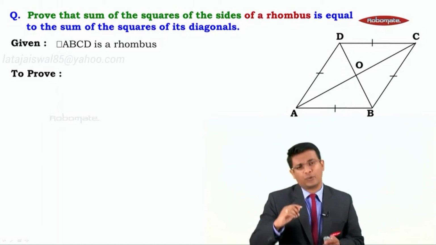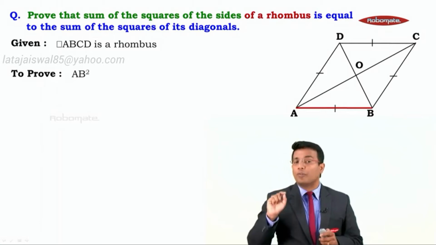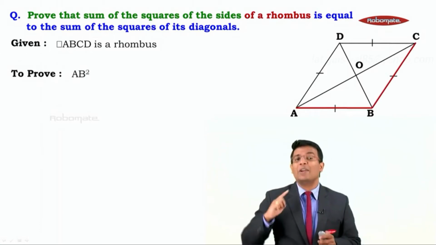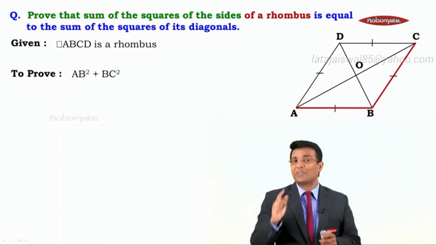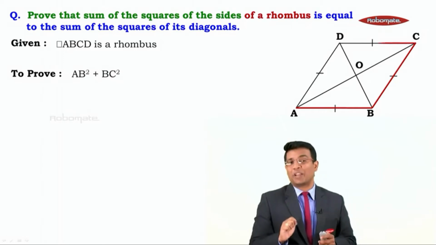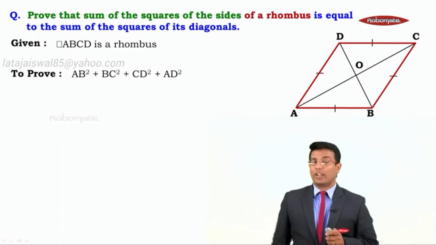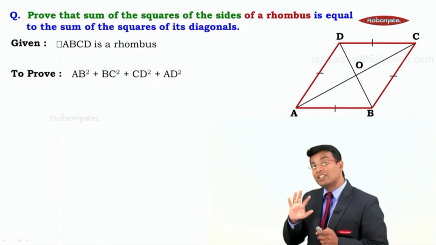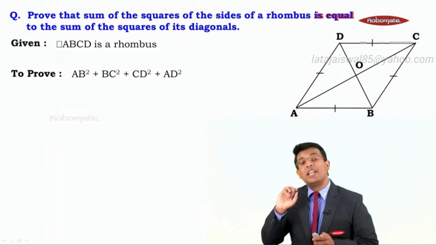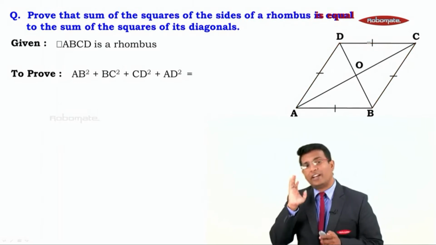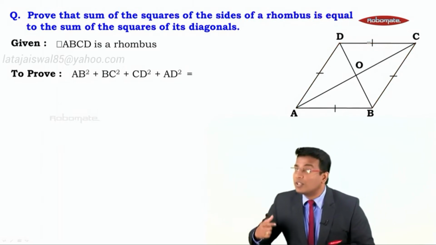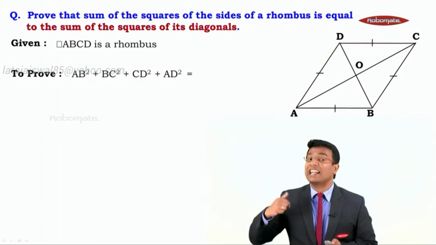Now, which are the sides? So it is going to be AB. So for that we write AB square plus, sum means plus, so plus the next one, that is BC square, plus the next side, that is CD square, and the next one, that is AD square. So the sum of the squares of the sides of a rhombus is equal to the sum of the squares of its diagonals.